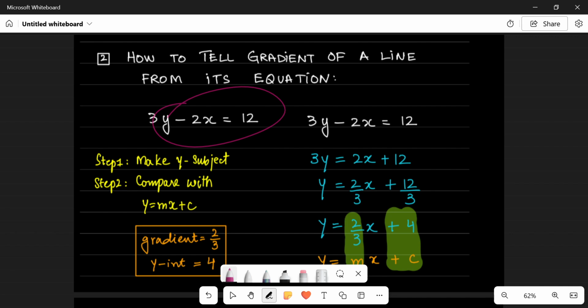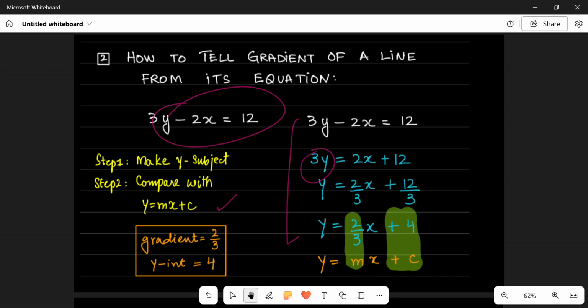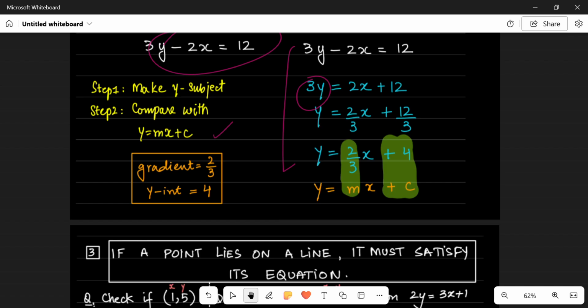Step number 1: make y the subject. Because we know that y equals mx plus c. Step number 2: compare with y equals mx plus c. This I have solved. So y is the subject on the left-hand side, then 2x shifts over there, plus 12, and then 3 is divided into these two parts. 3 ones are 3 and 3 fours are 12. So this is the form of y equals mx plus c, and the gradient can be read off.